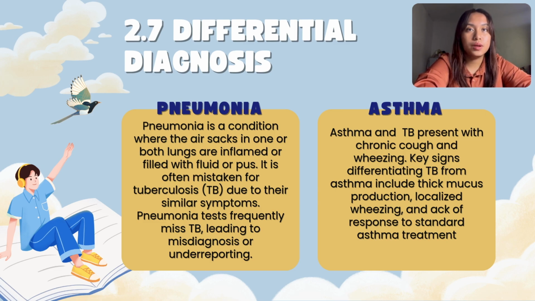And then the second one is asthma. Asthma is a chronic inflammatory condition where there is shortness of breath, coughing, and wheezing. Both asthma and TB can present with chronic cough and wheezing, but the wheezing in TB is usually monophonic and caused by intraluminal obstruction. TB symptoms often resemble those of asthma, making misdiagnosis possible, especially when the chest X-ray appears normal. So the key to differentiate TB from asthma is that TB patients usually cough up thick mucus, have localized wheezing, and lack response to standard asthma treatments. And doctors should also be mindful that TB can still develop during asthma treatment.